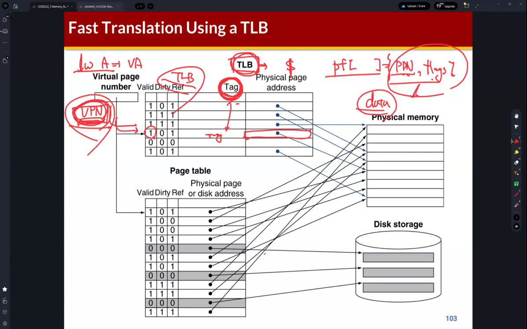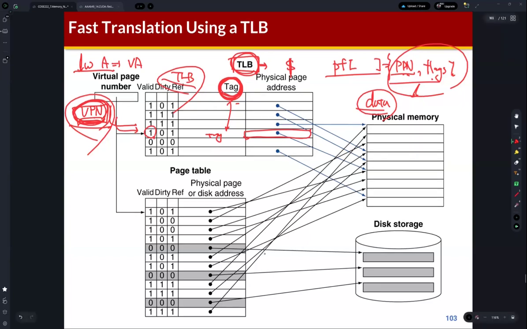But we can encounter TLB misses, right? So this is the TLB hit case: the VPN is found in the TLB. But for the TLB miss cases, we need to access the page table.